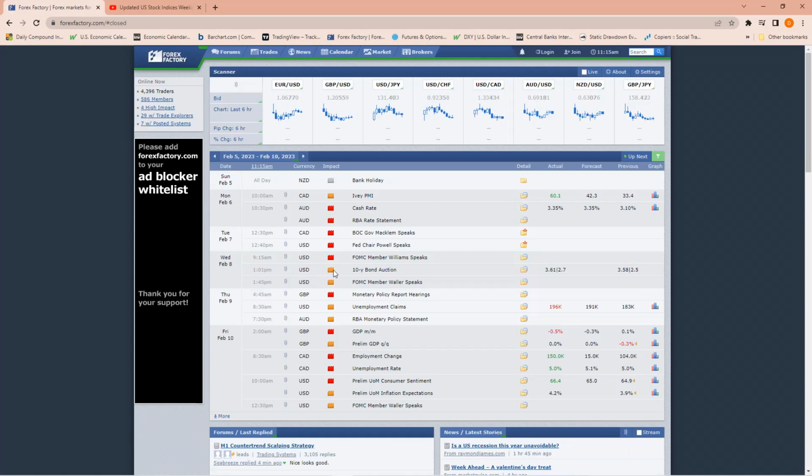But some medium impact news going into Thursday, unemployment claims. And then on Friday, we had high impact and medium impact as well. So I was saying there was a potential week of busyness.